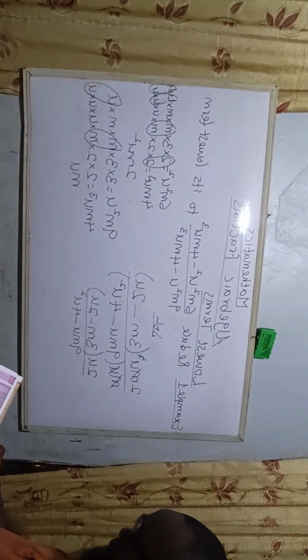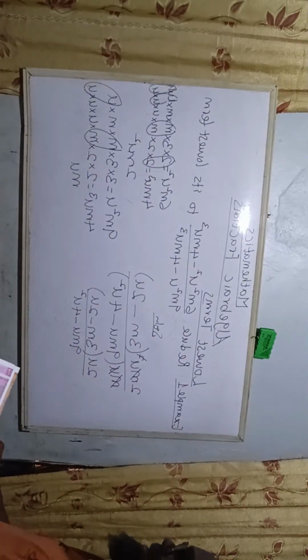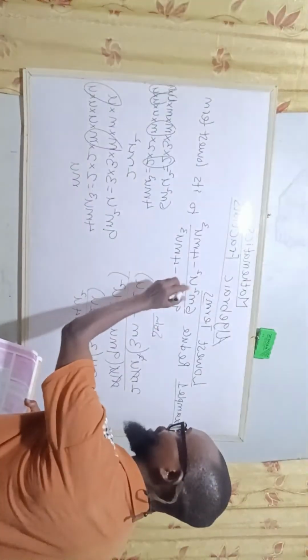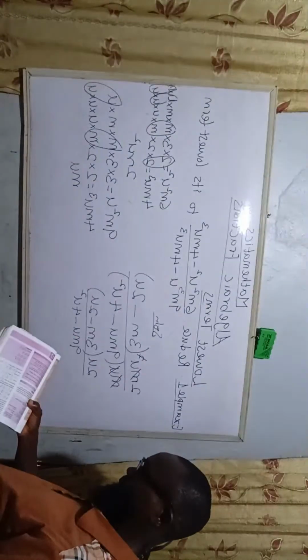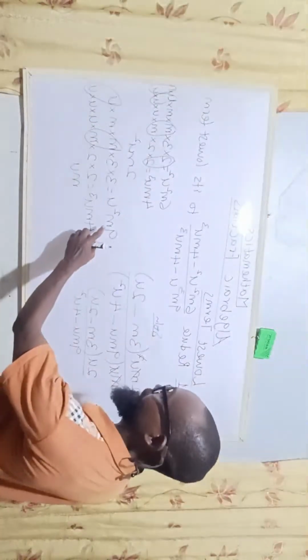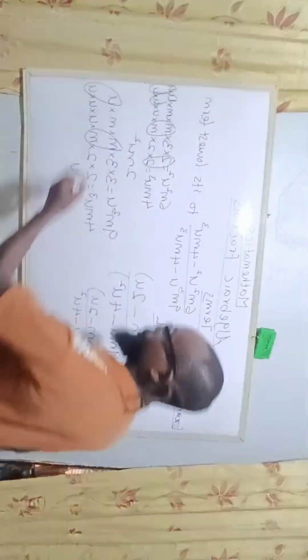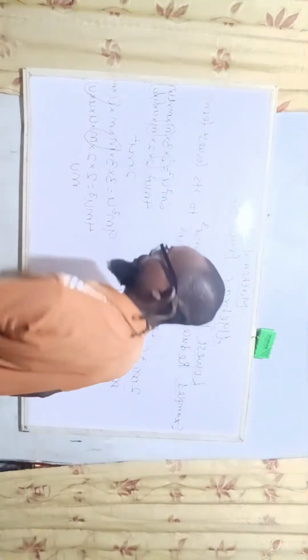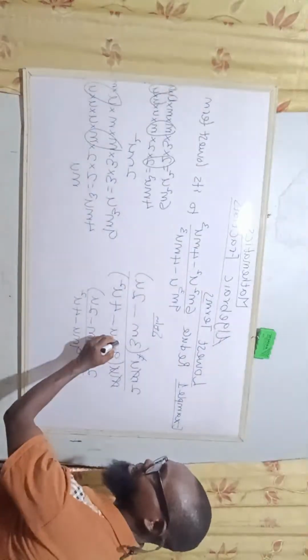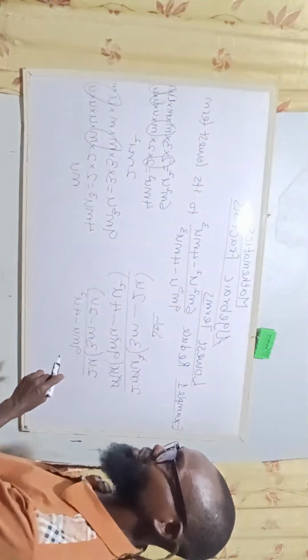Oh, there's a mistake in this. This is 9m cubed. Sorry. This one is 9m cubed. That means we're going to have 1m here as well. So this will be 9m squared. While this one, what is 9m squared?